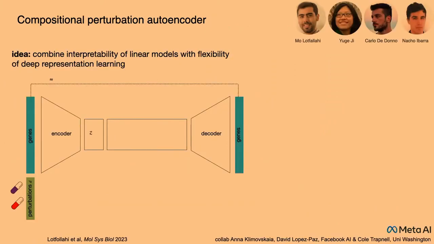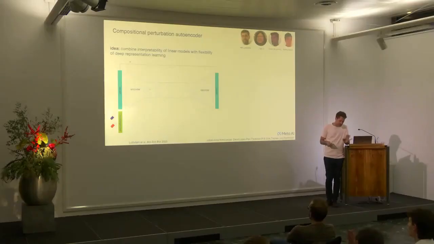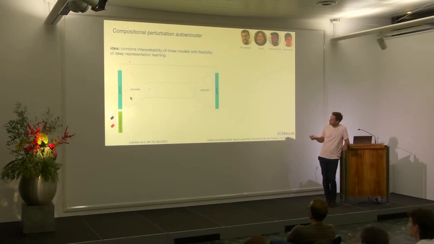And this is the idea here. This is work by Mo, Yuge, Carlo, and Nacho in collaboration with Anna and David from Meta AI, and it was actually highlighted as one of the big results in AI 2 years ago in the State of AI report. Very happy about that. But the idea is, and I think the method itself could use all kinds of improvements, right? But the idea is we take our encoder-decoder framework, as you saw before, but now we parameterize this in this latent space.